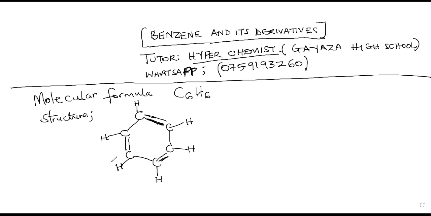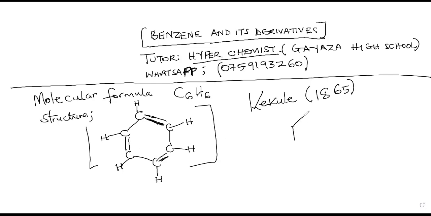Now, this structure was proposed by a man called Kekule in a year when none of us was around, 1865. And you can conveniently write it as this. Now, this Kekule structure was, however, not accepted by some chemists because it would simply imply that benzene undergoes addition reactions, rather like alkenes.